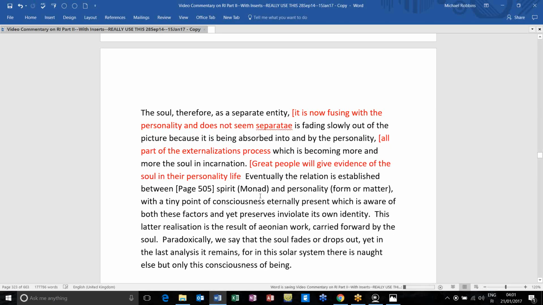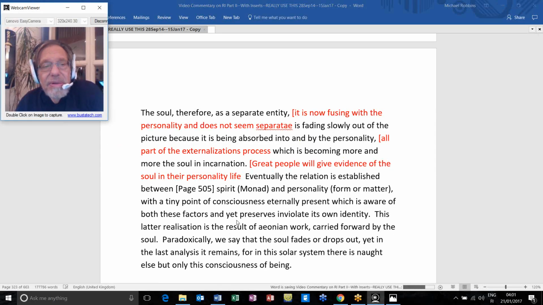Eventually, the relation is established between the spirit, monad. Interesting, I've always thought that spirit is not capitalized in these books, and monad is; how to be standard in this capitalization, I'm not sure. Eventually, the relation is established between the spirit, monad, and personality, form, or matter. With a tiny point of consciousness eternally present, which is aware of both of these factors, yet preserves inviolate its own identity. And this is quite a hint.